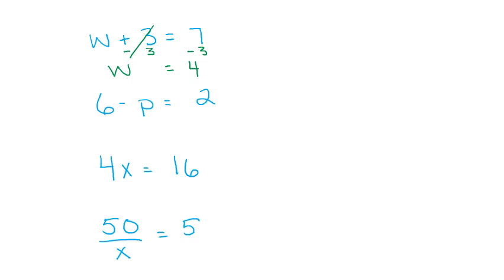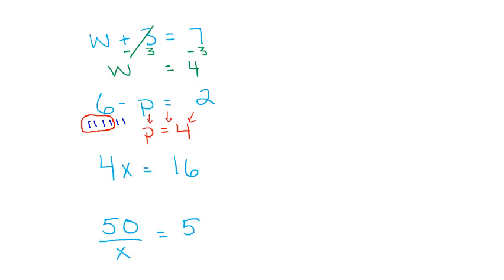We have 6 of something. We're going to take away some of them, and that leaves us with only 2. So I obviously took away 4. But you can still write it in your organized way where you're dropping down the P, dropping down the equal sign, and dropping down your answer.